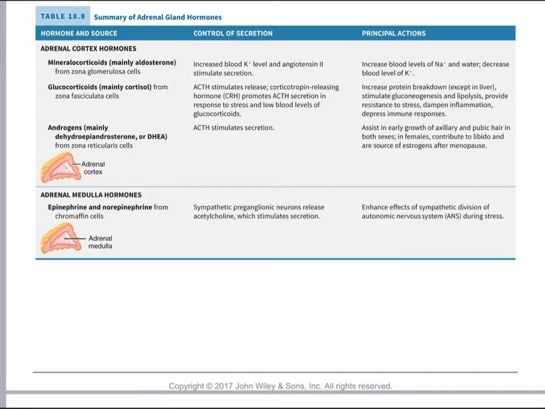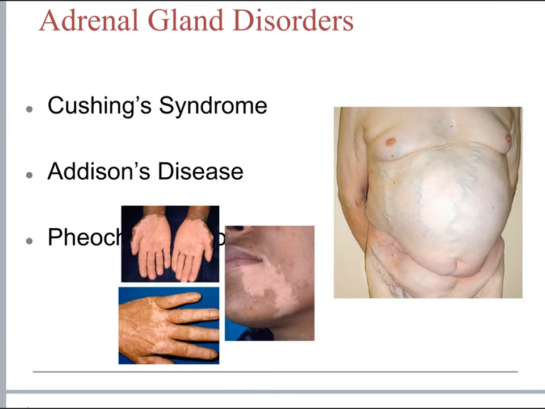Table 18.8 puts everything we've talked about in the past few slides in a nice, neat little package. All the hormones and their source, their control of secretion, and their principal actions. Our next step is to look at some adrenal gland disorders. The first that we're going to discuss is Cushing's syndrome.